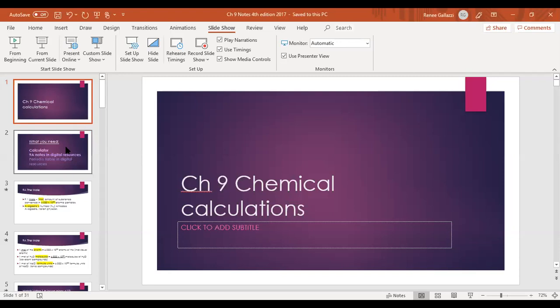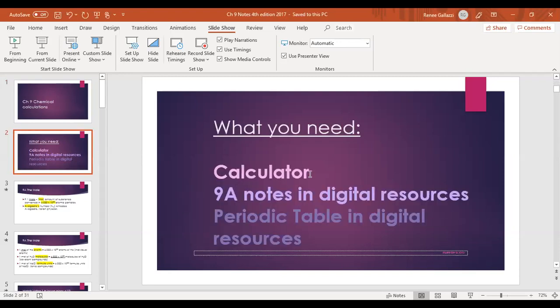Okay, so chapter 9. For this chapter, you're going to want to have a calculator. Any calculator that you use for school, for math is perfectly fine. You don't need anything else. It's got to be a scientific calculator that you can make exponents and things like that in it.